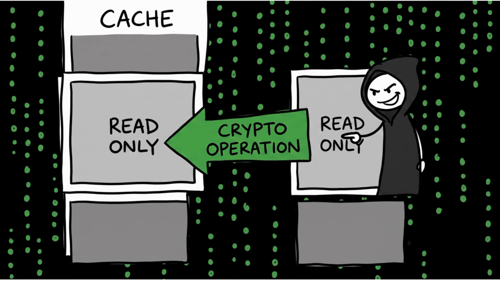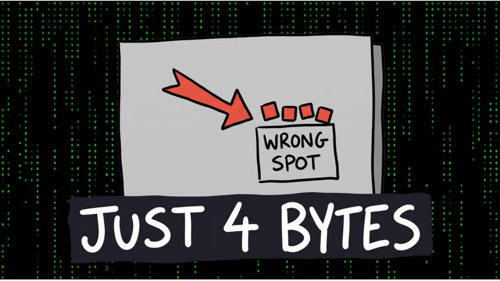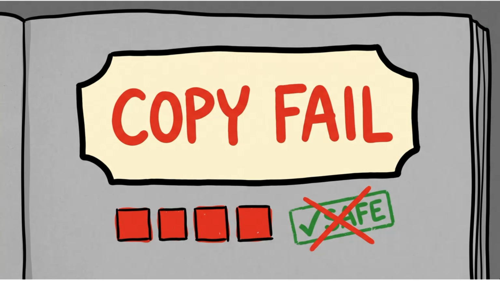Now put the pieces together. The 2017 shortcut let an attacker point that crypto operation at a page in the cache that they should never be able to modify, and then write to it. Just 4 bytes. 4 small bytes dropped into exactly the wrong place. That's the whole trick. That's why it's called Copy Fail. The copy that was supposed to be safe wasn't.